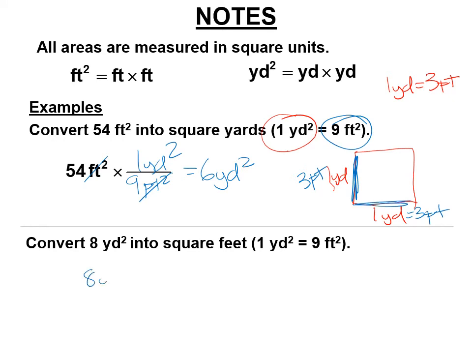8 square yards, therefore, is how many square feet? Now, the 1 square yard has to go on the bottom. The 9 has to go on the top. The square yards cancel, and you get 72 square feet. That's how it works.